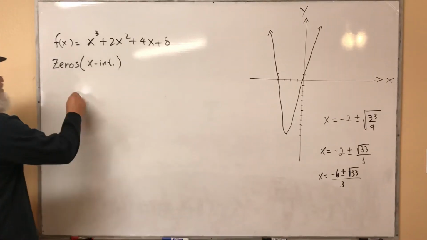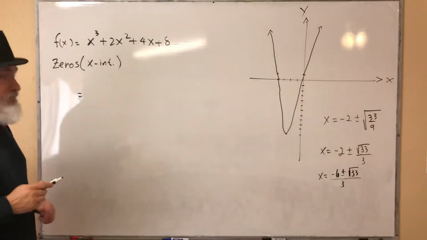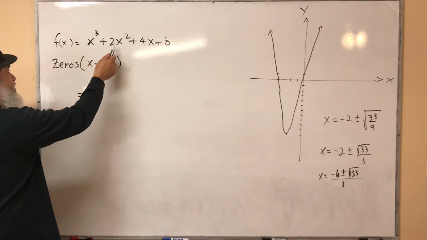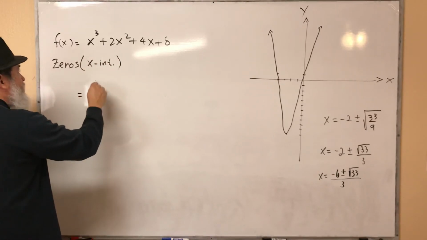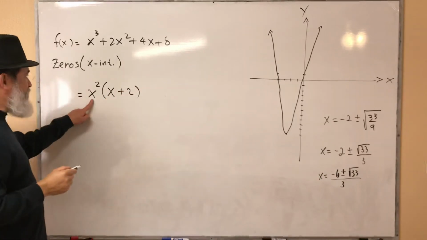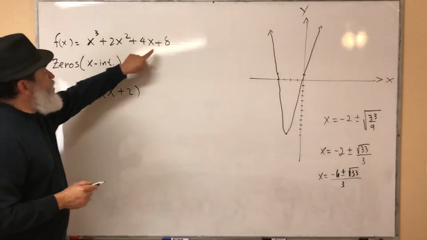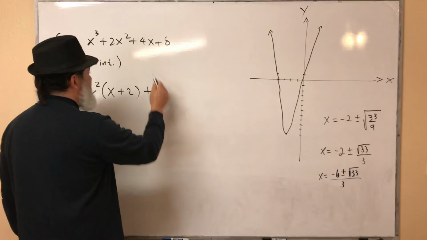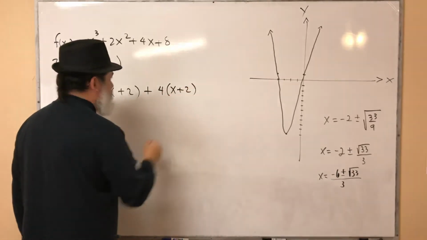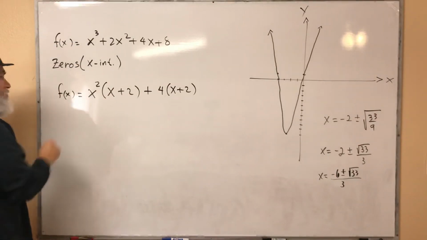Okay, I'm just going to factor this, see if I can find some. I'm going to group those two. How can I group those two? Well, let's take out an x squared. X squared times x plus 2. Look, x squared times x is x cubed. X squared times 2 is 2x squared. I'm going to group those two. Plus factor out a 4: 4 times x plus 2. And that's f of x.